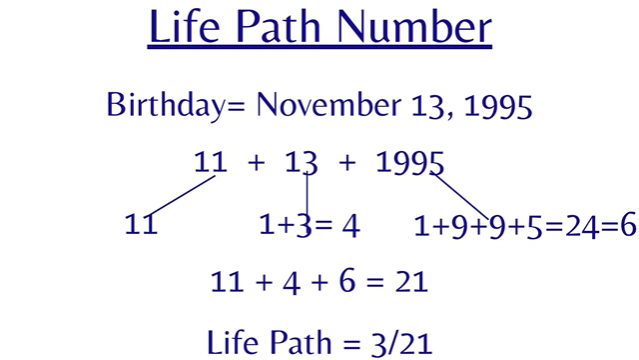To calculate your life path number, you're going to take the month of your birthday and add the numbers together until you get a single digit. Take the day of your birthday and keep adding the numbers together until you get a single digit. And take the year of your birth date and keep adding the numbers together until you get a single digit. Then you're going to take those 3 numbers and add them together and keep adding them together until you get a single digit. That's going to be your life path number. Now, if you get an 11, 22, or 33, you do not add the 2 numbers together because they are master numbers and you do not reduce them.